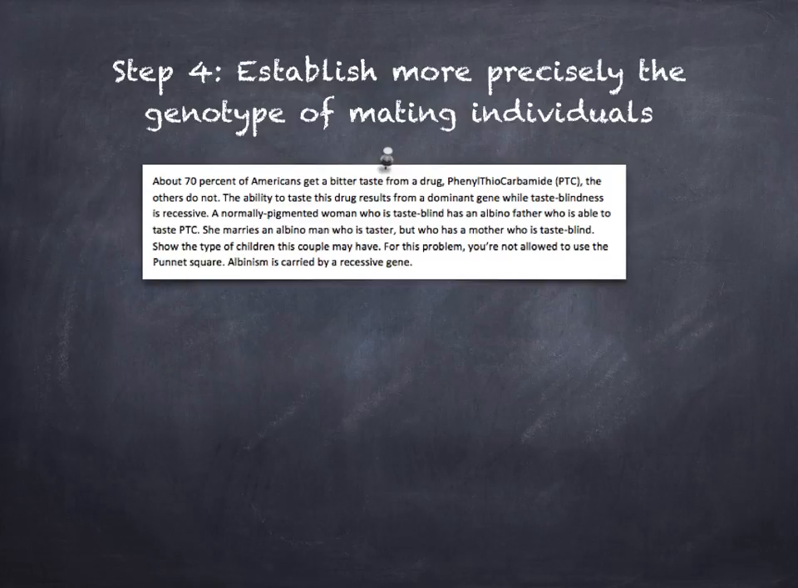So what do we need to know now? We need to establish more precisely the genotype of these individuals, the woman and the man identified in this problem. First of all, the woman has an ambiguous genotype, because we learned that she was big A, small t, or big A, small t. So we have to determine which one of these two possibilities is the real genotype of this woman.